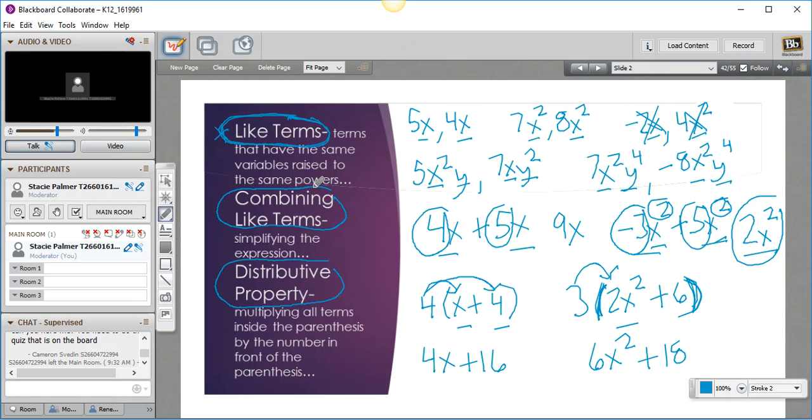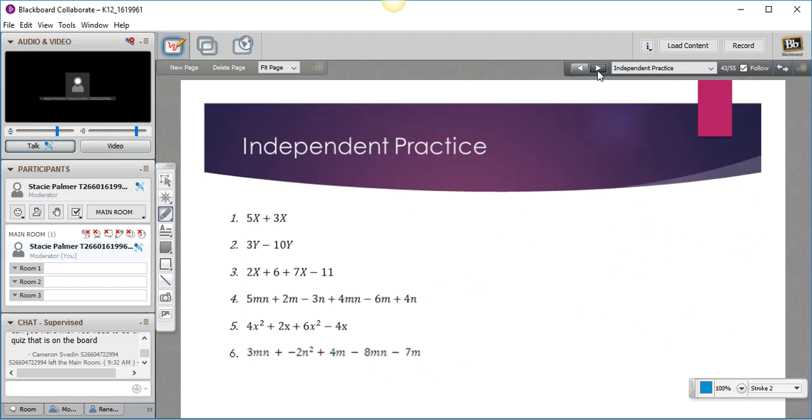We're going to work on combining like terms. And then also, as we simplify our expressions, we may need to use the distributive property. So let's go ahead and quickly do a few of these problems right now. Question number 1, we're simplifying these expressions.